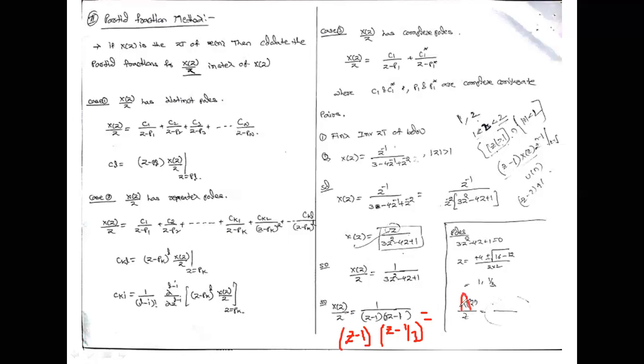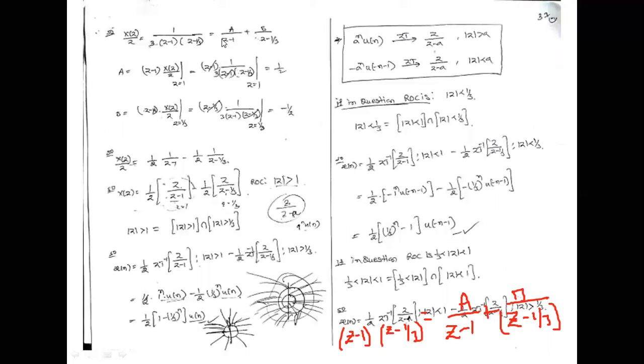So rewrite this function as a by z minus 1 plus b by z minus 1 by 3. You see, the 3 will also get multiplied here, then only the 3 and 3 cancel. So a by z minus 1 plus b by z minus 1 by 3. To find the a and b values, you can compare the z coefficients, or directly substitute into the total function we have.